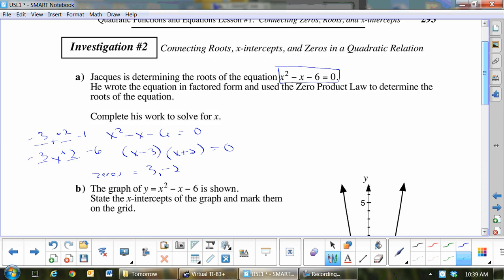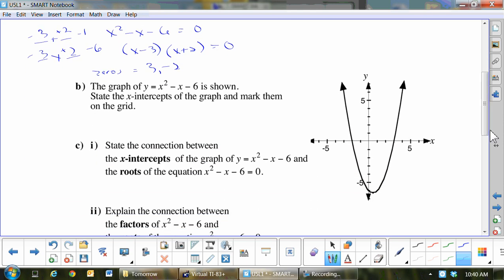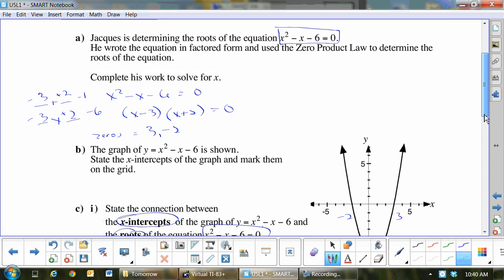3 and -2. Very good. Now, if you graph that, you get this thing right here. Now, what are the x-intercepts of it? 3 and -2. Now, if you made this thing equal 0, which I actually did when we solved it, what do you think the zeros would be? 3 and -2. So do you see that roots equal x-intercepts equal zeros?